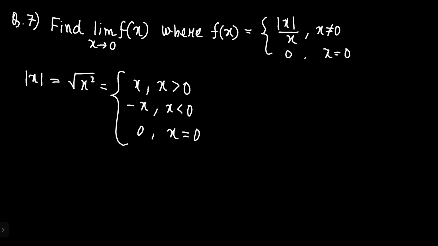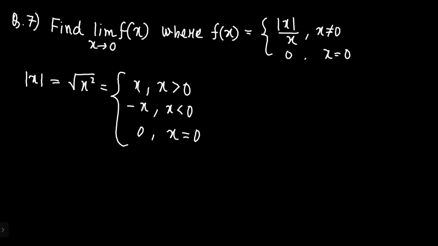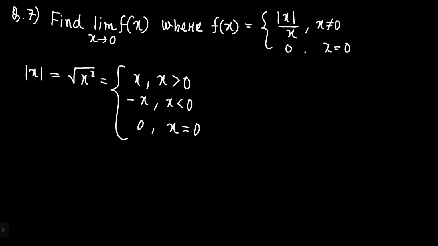So here we have to deal with the LHL and RHL of this f(x). That means we have to check whether the function limit exists or not, that is, whether limit x tends to 0 of f(x) exists or not. That means we have to check LHL and RHL of f(x) at x equals 0. Then we can say that if LHL and RHL are equal, then it exists and is equal to a finite limiting value. But if they are not equal, then we can say that it does not exist. So let us first take the LHL of f(x) at x equal to 0.